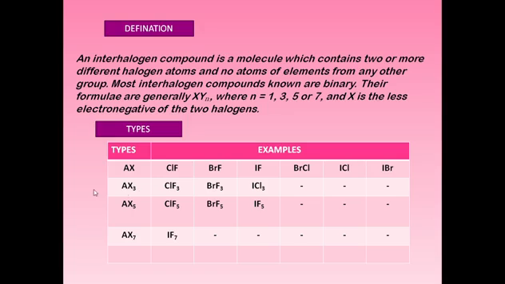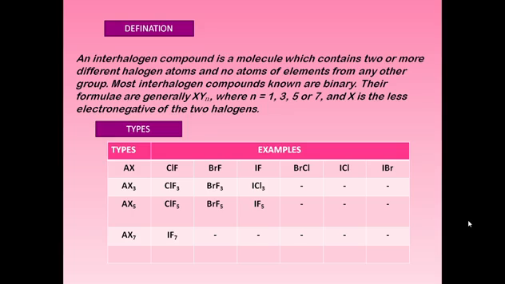Second type is AX3, and the examples of these are ClF3, BrF3 and ICl3. Here again the more electronegative element is fluorine, which is combined with the less electronegative elements than fluorine, that is chlorine and bromine. Chlorine, which is more electronegative than iodine, will combine with iodine. So three atoms of fluorine are combined with this single atom, that is chlorine, bromine or iodine. That's why this type is AX3.